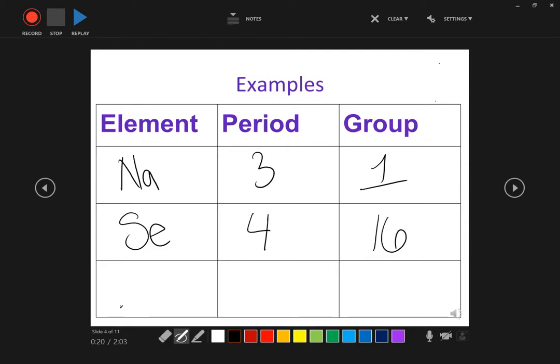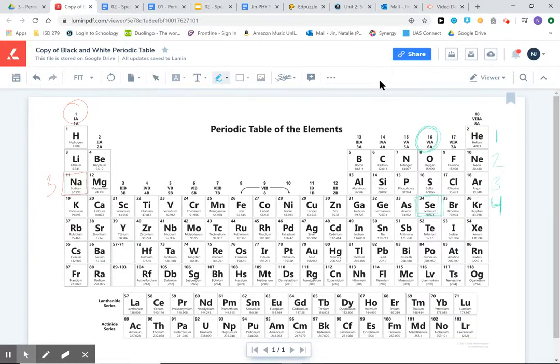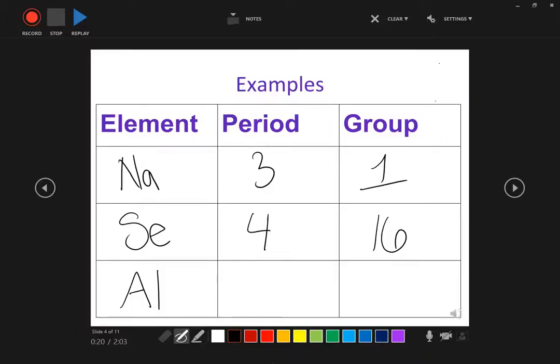And let's do one last one. Can you find aluminum on the periodic table? Have you found aluminum? Aluminum is located right here. So what period is it in? It's in 1, 2, 3. So it's in period 3. And what group number? Remember, group means column. So it is in group 13. So aluminum was in period 3, group 13.